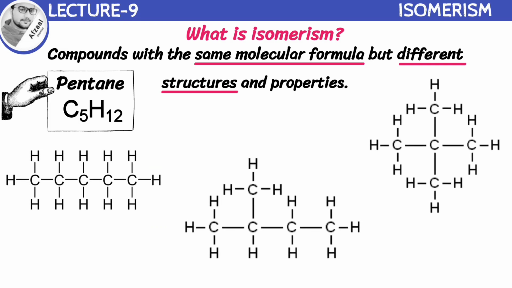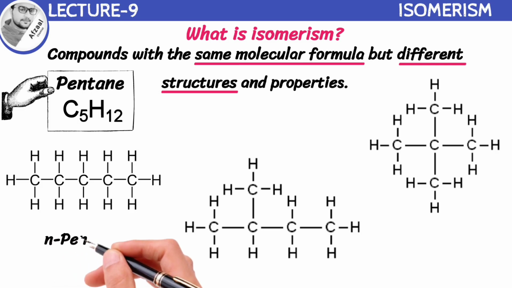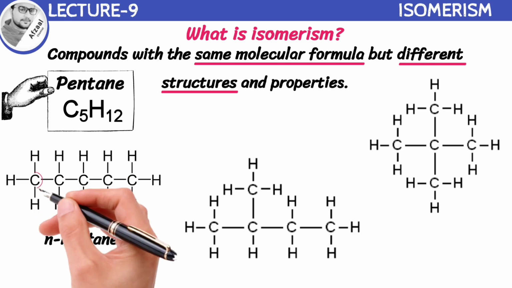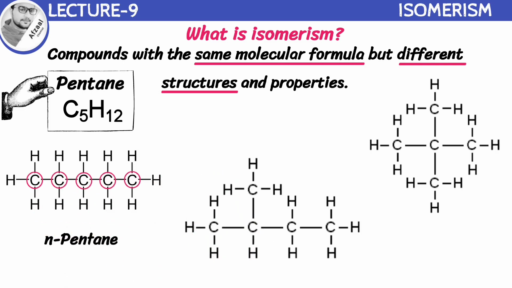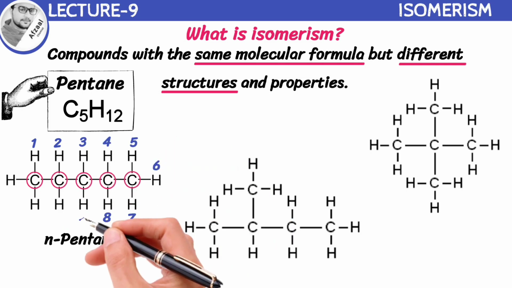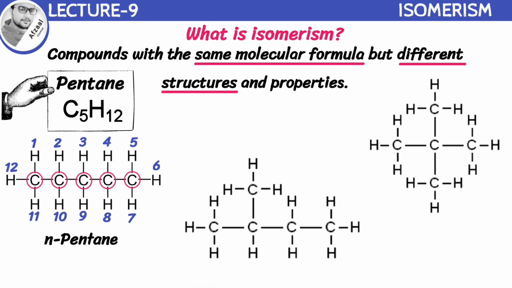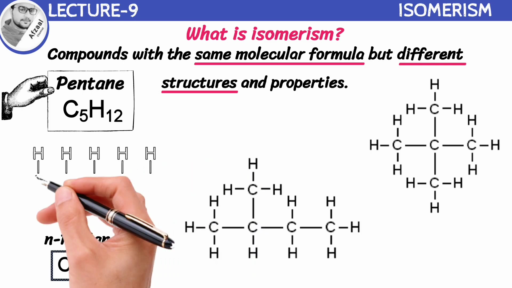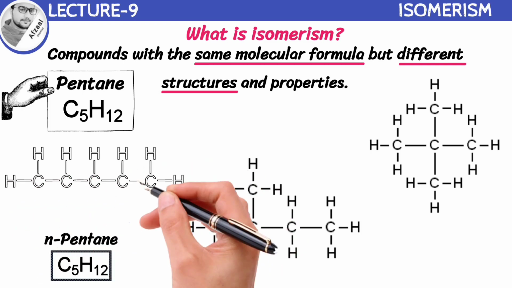Let's start with the first isomer called n-pentane, which stands for normal pentane. It's the simplest and most straightforward arrangement of pentane. It's a straight chain of 5 carbon atoms, with 12 hydrogen atoms. So the molecular formula of the structure is C5H12. Molecular formula tells us exactly what elements are present in a compound, and how many of each, while the structural formula shows the arrangement of different atoms in a compound.